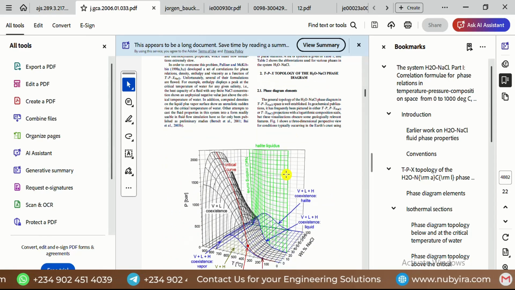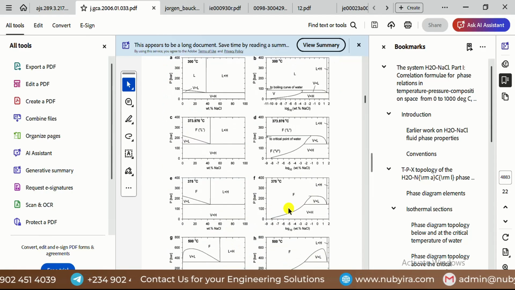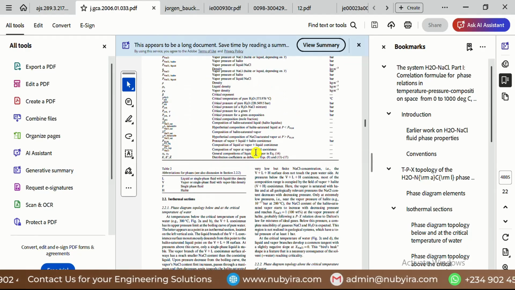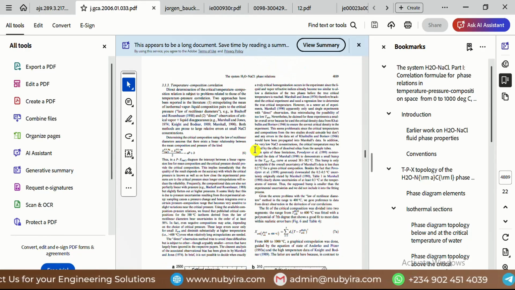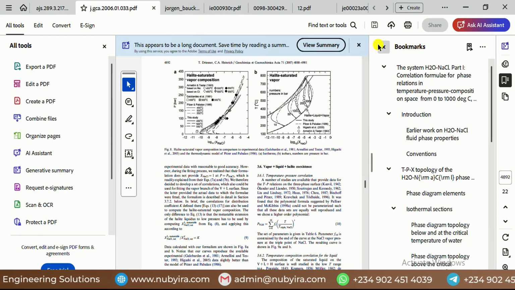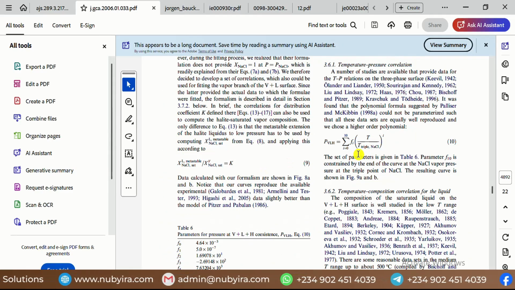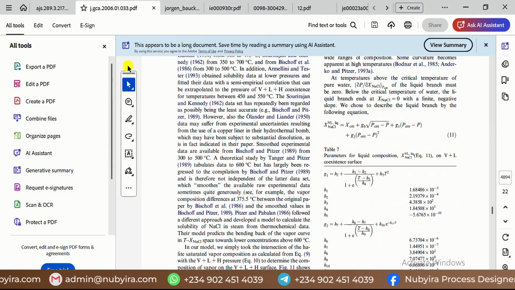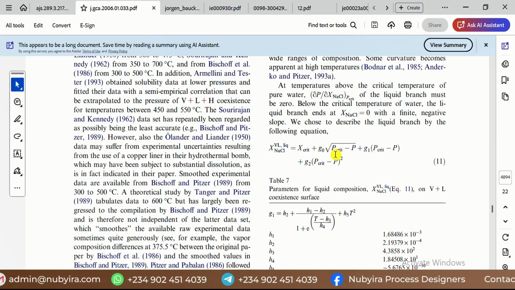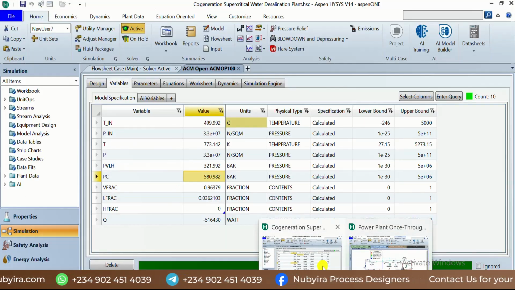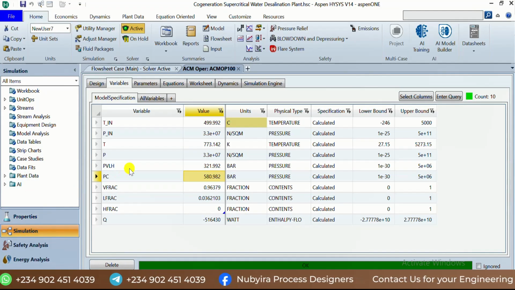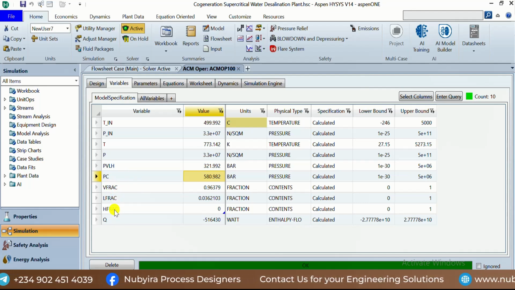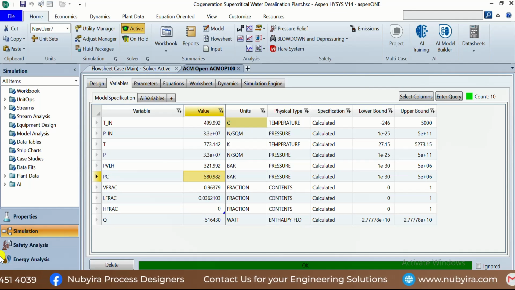If you get the correlation code, this is the phase diagram that the correlation predicts, and it's very accurate based on most of the experimental data that I measured for the system. And you have the equation for the code. All these equations are written into the code as a subroutine that makes the process very fast. Because if it's not fast, it's a very difficult model, and it will not be easy to use for modeling. So you have the vapor fraction, liquid fraction, and the solid salt fraction.